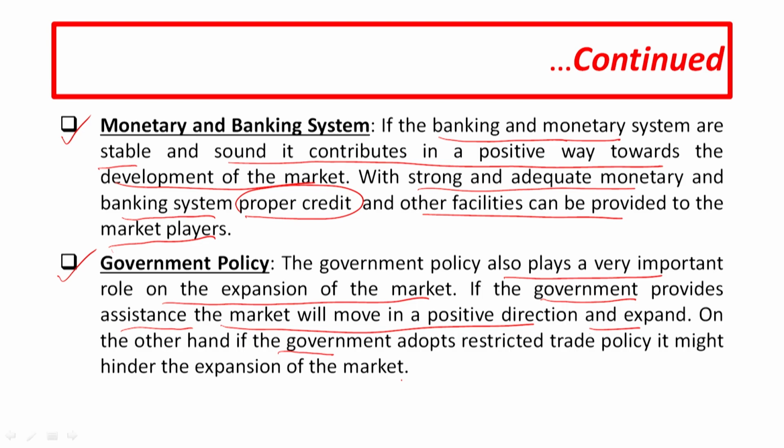Government policy also plays a very important role in the expansion of the market. If the government provides assistance, the market will move in a positive direction and expand, which means if the government is acting as a tool of help, the market and the firms will grow in a positive way. On the contrary, if the government acts with a restricted trade policy, it might hinder the expansion of the market. So according to the attitude of the government, the market expands or contracts. Government policies play a very pertinent role in the growth of the respective market.